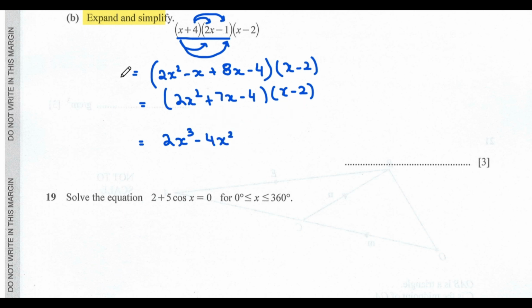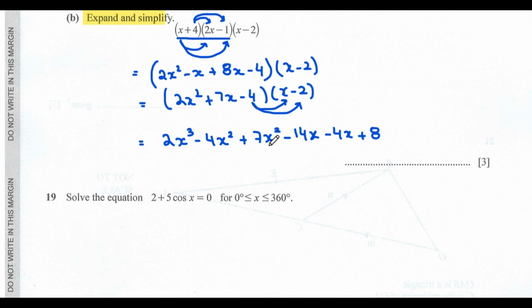Now I'll do the same for the next number, 7x. I'll multiply it with the two terms in the next bracket. So 7x times x would be 7x squared, and 7x times negative 2 would be negative 14x. Now doing for the last digit, negative 4 times x and negative 2. So it would be negative 4x, and negative 4 times negative 2 would be positive 8.